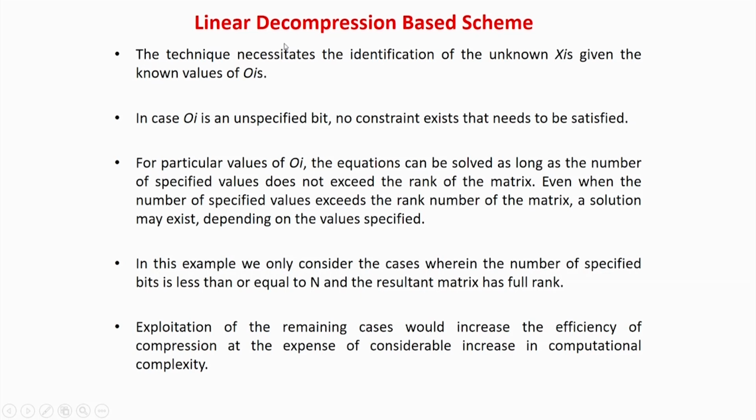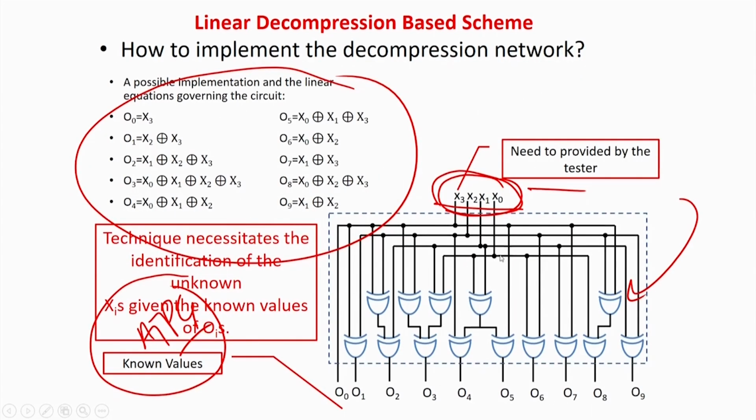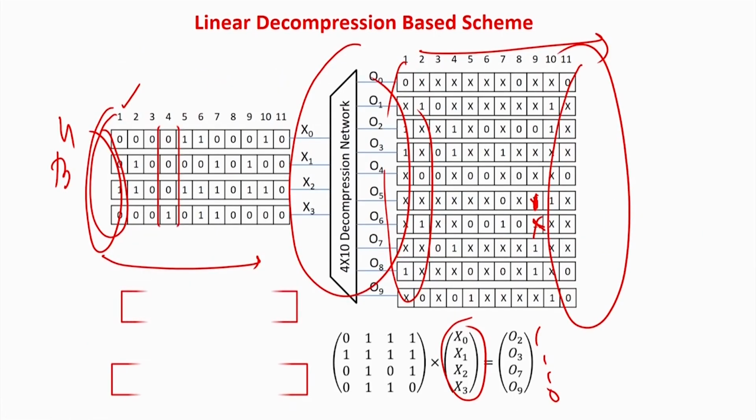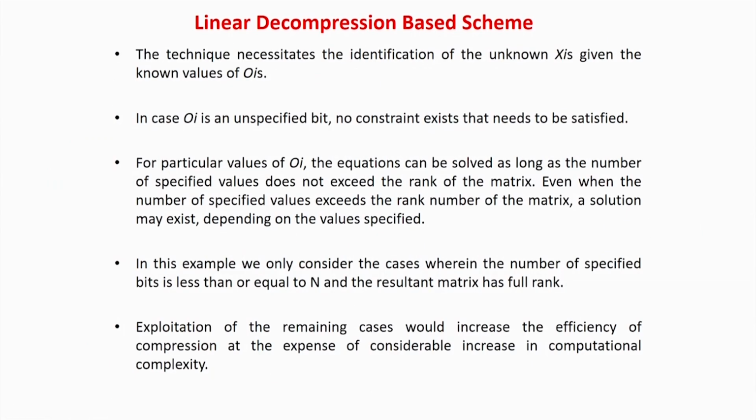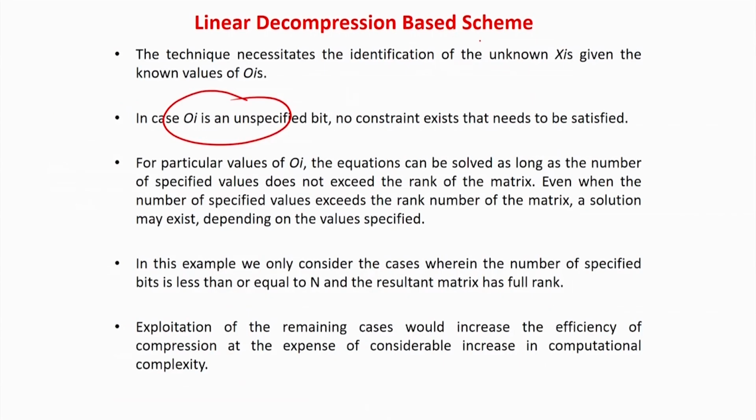So the technique necessitates finding the xi's given the oi's. That means you know these values, and you have to find out the value of xi. But the number of oi's and the number of xi's are fixed. So if oi is an unspecified bit, you need not solve anything. That is what I have seen. That is only 2, 3, x7. For whatever is specified, you have to do Gaussian elimination.